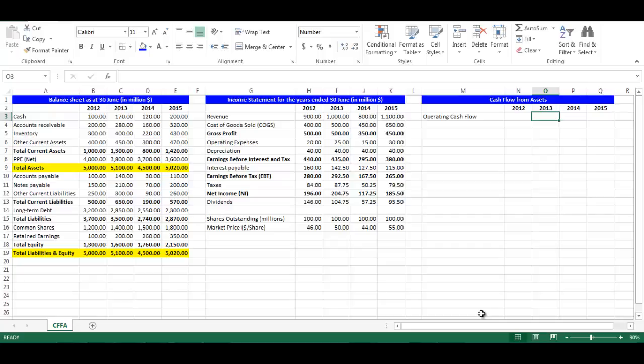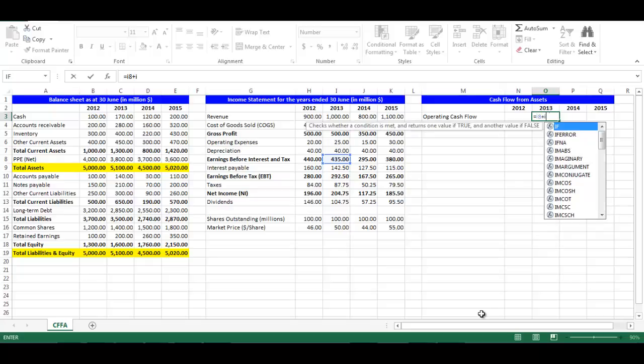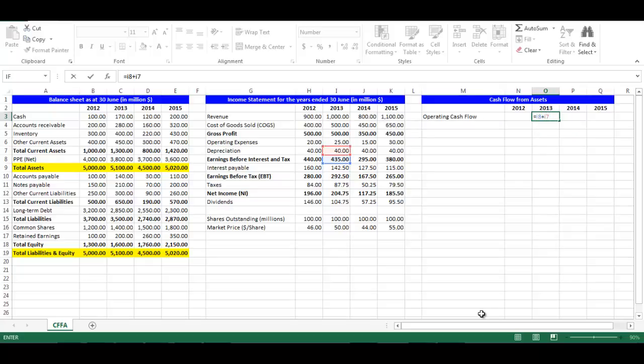In cell O3, write equal I8, which refers to earnings before interest and tax, plus I7, which refers to depreciation, minus I11, which refers to taxes. Press Enter.